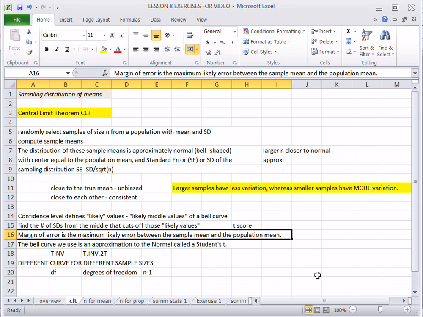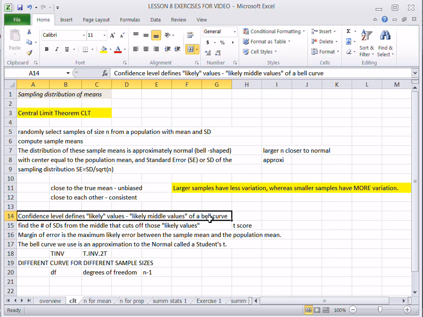So that middle part is a likely value, and that likely value is determined by the confidence level. So the confidence level defines the likely values, and these are the likely middle values of the bell curve. Remember that most data within a normal distribution is about 2 standard deviations from that middle. So if we know the number of standard deviations from the middle, that defines likely. So it's going to be about 2.